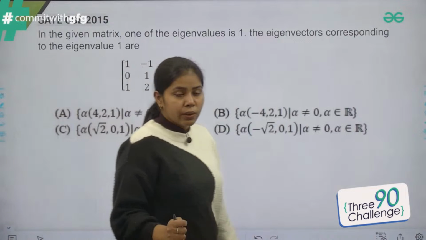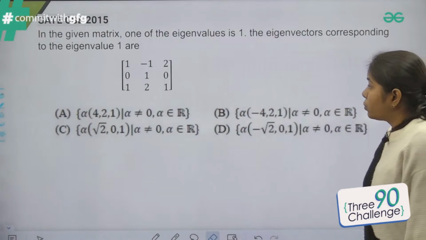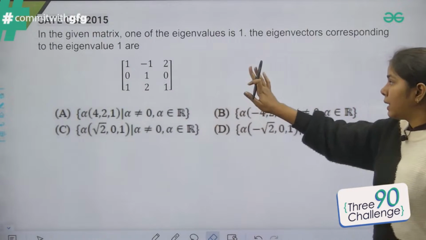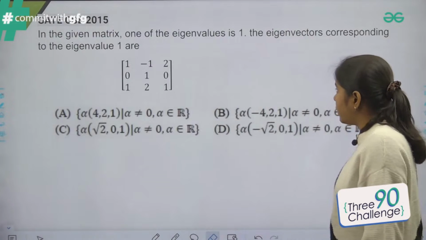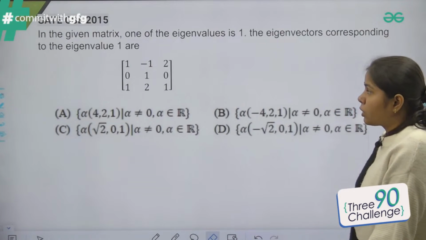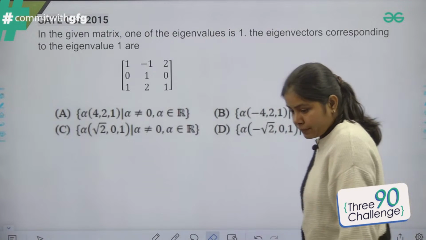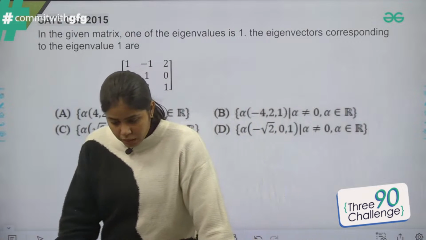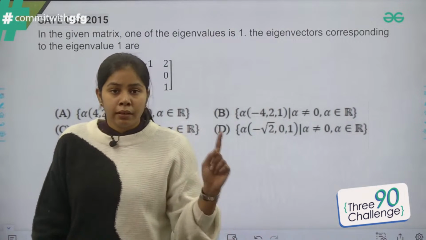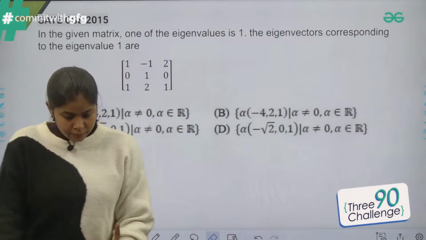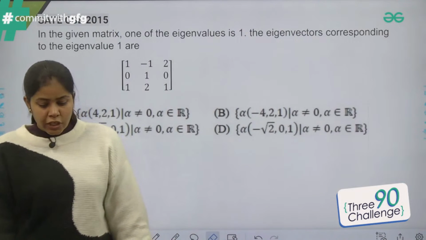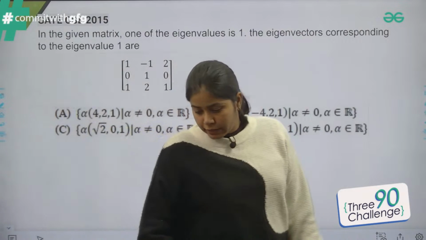Yeah, this is another question, guys. From 2015, it says that in the given matrix, one of the eigenvalues is 1. The eigenvectors corresponding to the eigenvalue 1 are. The answer will be 15, not 9. Just check it once and let me know if you do not get it.